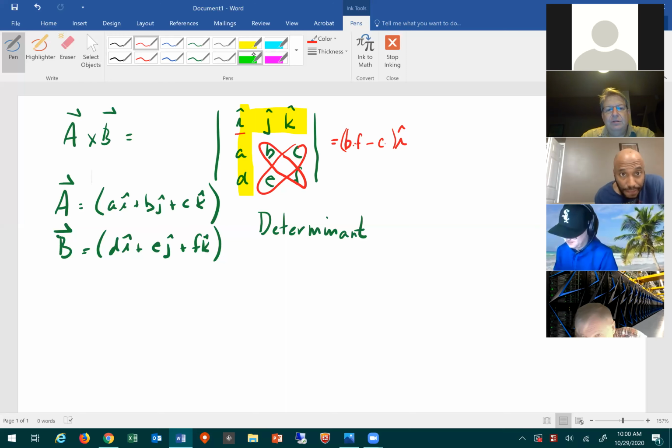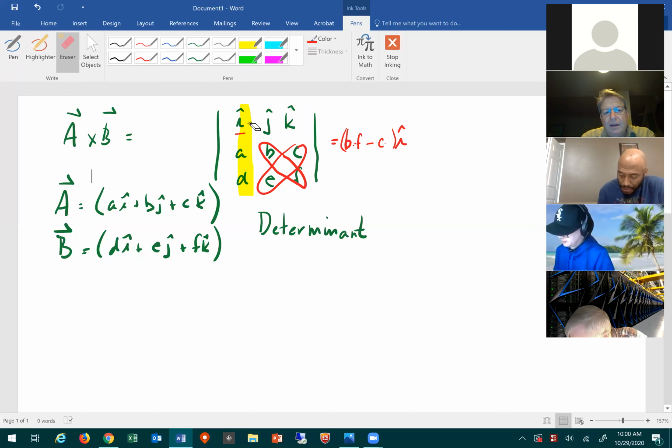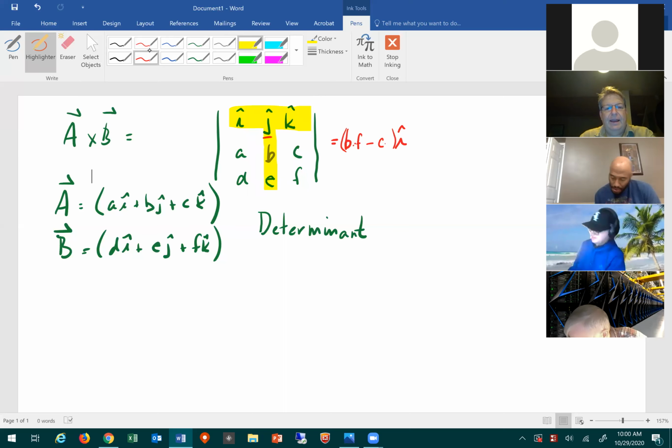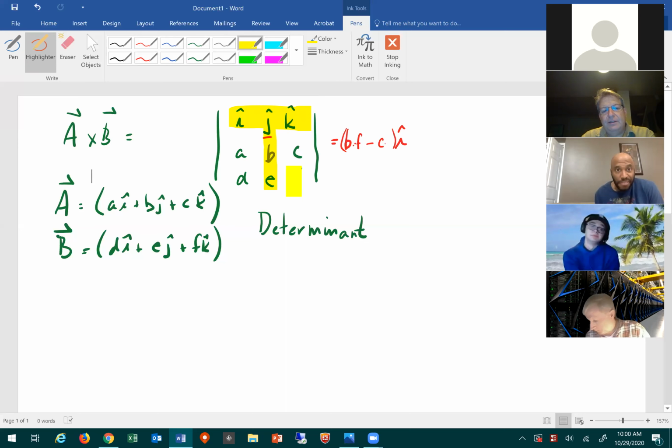Now, if I'm going to do j, oops, what happened to that? I erased b. If I'm going to do j, I'm going to block out these lines, and I'm going to go a times f minus d times c.